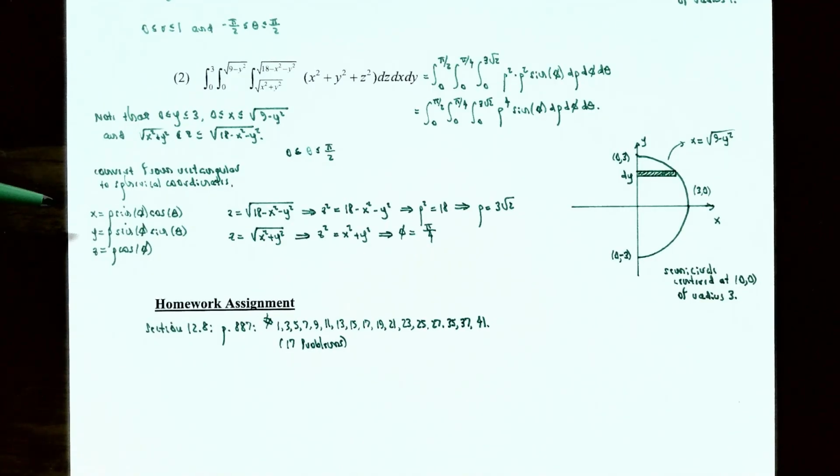So remember, the conversion from rectangular to spherical coordinates was as follows. x equals rho times sine phi times cosine theta. y is equal to rho times sine phi sine theta. And then z equals rho times cosine phi.